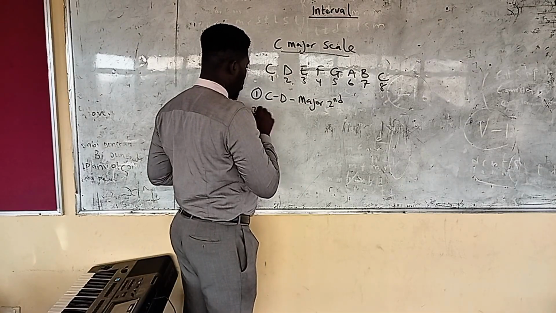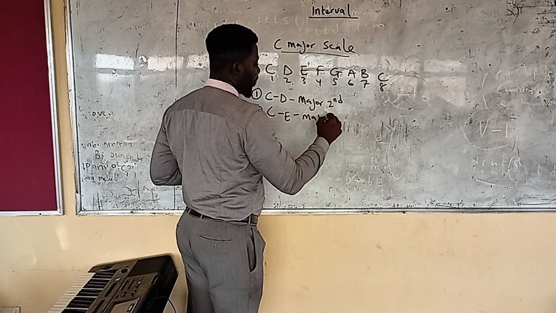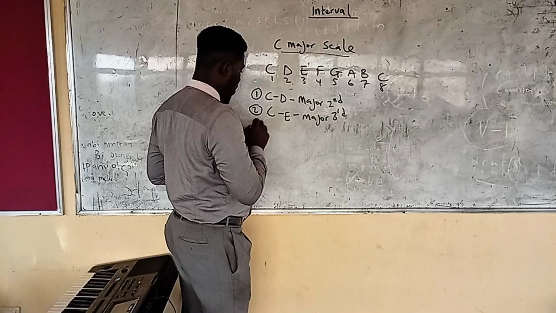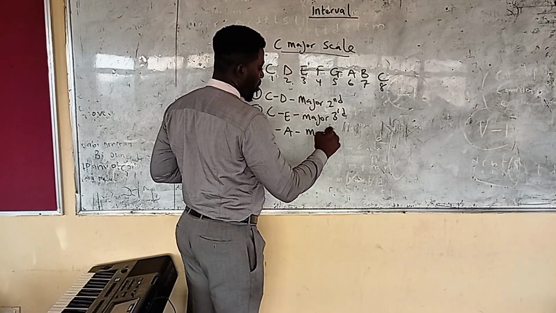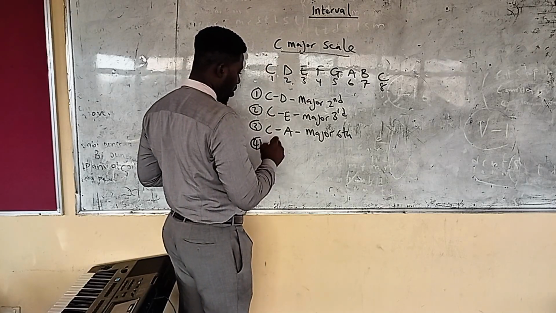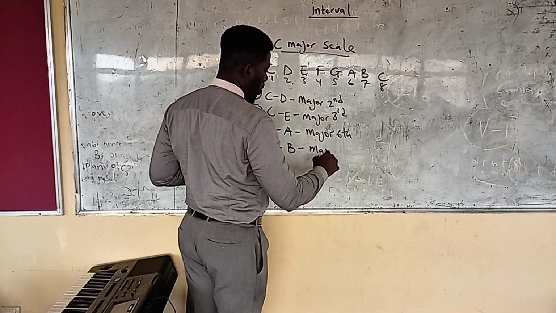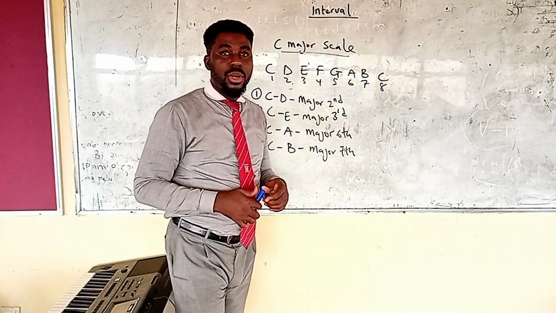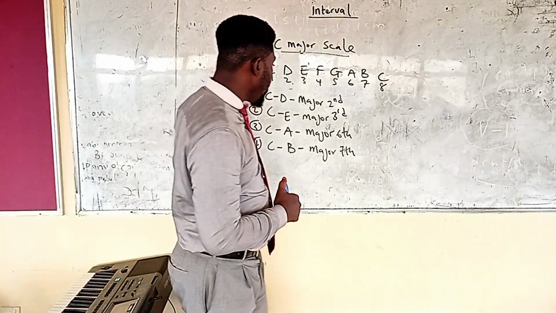C to E is major third. C to A is major sixth. C to B is major seventh. So these are the majors that we have on the major scale.